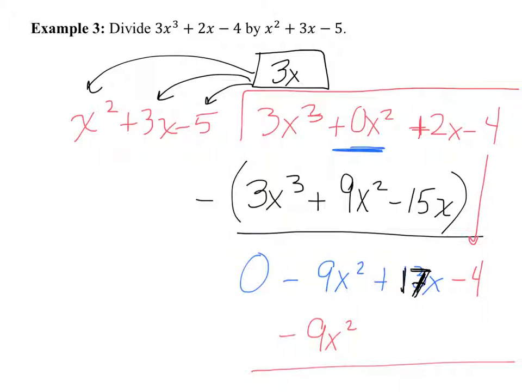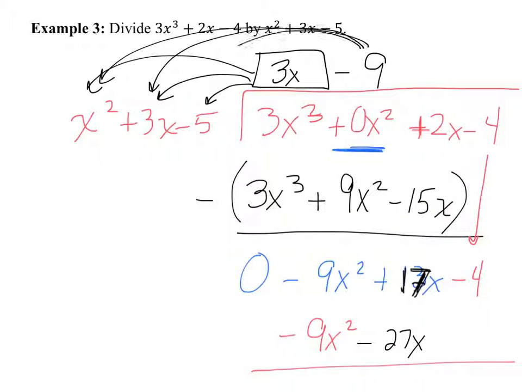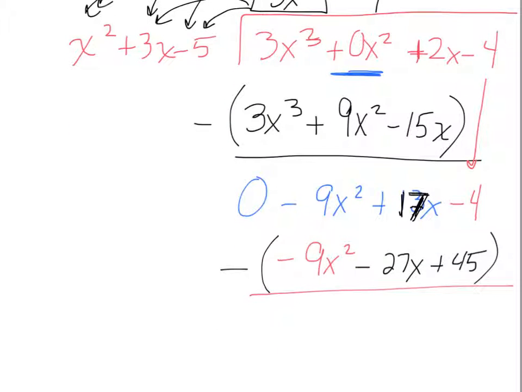So back to the question now. What value goes here so that when we multiply by x squared we end up with negative 9x squared? Negative 9. Negative 9 times the x squared gives us negative 9x squared. Negative 9 times 3x is negative 27x. Negative 9 times negative 5 is positive 45. I remember to subtract this whole thing and go through the motion.